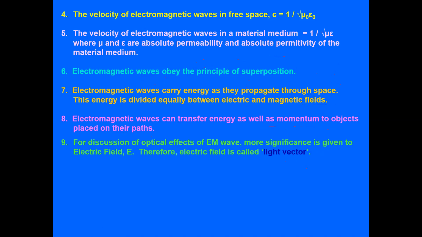For the discussion of the optical effect of the electromagnetic wave, more significance is given to the electric field E. Therefore, the electric field is called the light vector. We know that there are two vectors actually, the electric field vector and the magnetic field vector, H or B. From those we can get another vector, which is known as the Poynting vector. That gives us the direction of the propagation, because the electric field and the magnetic field are perpendicular to each other, and their cross product gives us the direction of the electromagnetic wave.